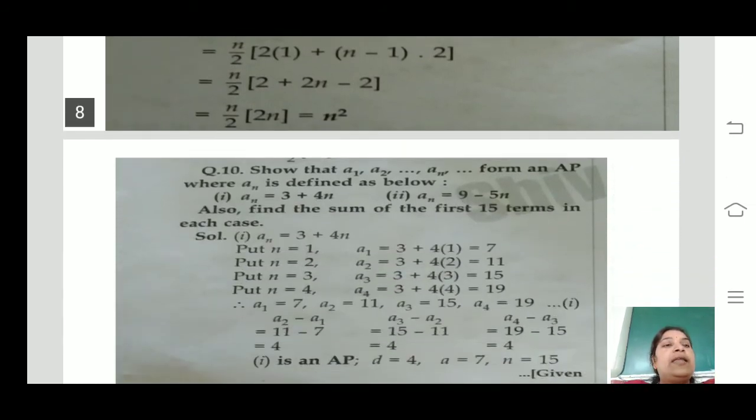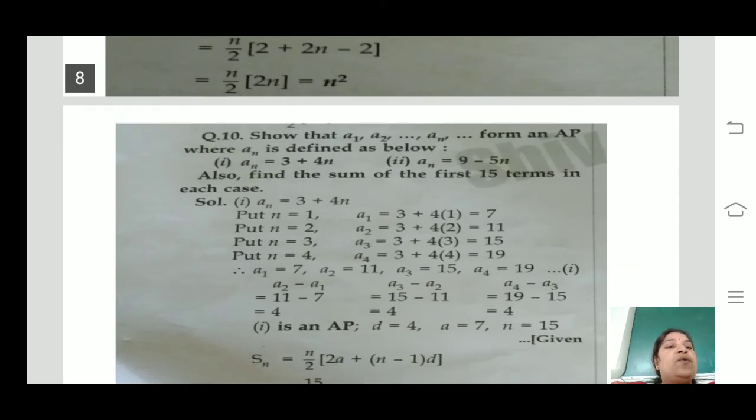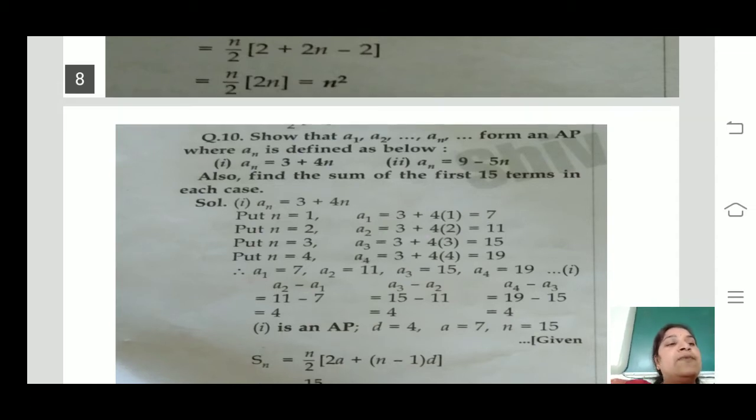Okay. Now, let us solve question number 10. Show that a1, a2, up to an, form an AP where an is defined below. Now, if an is given, the first bit we will solve first. an is given as 3 plus 4n. Now, tell me what is a? a is nothing but the first term. To get the value of a, we need to replace n as 1. Hence, a1 is nothing but a. Let us replace n equals to 1 in the formula given. We get a1, that is a, equals to 7.